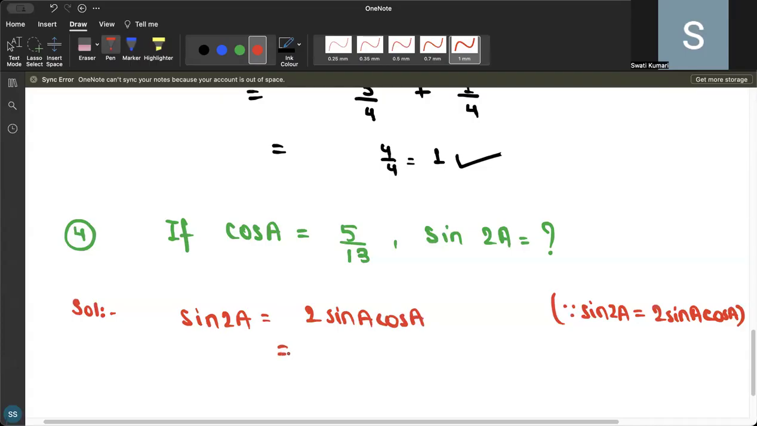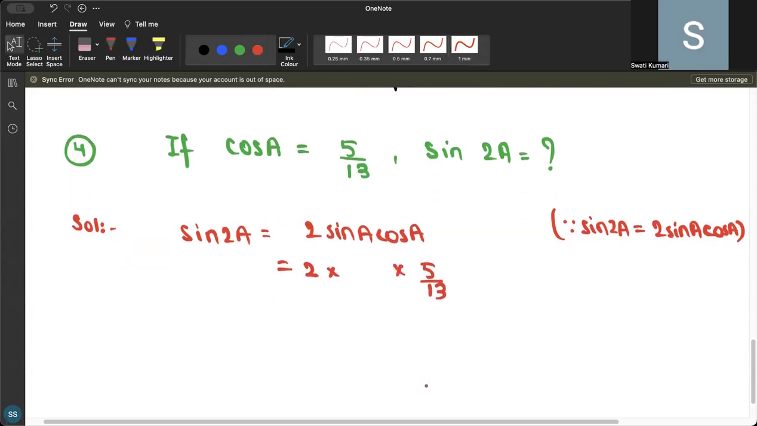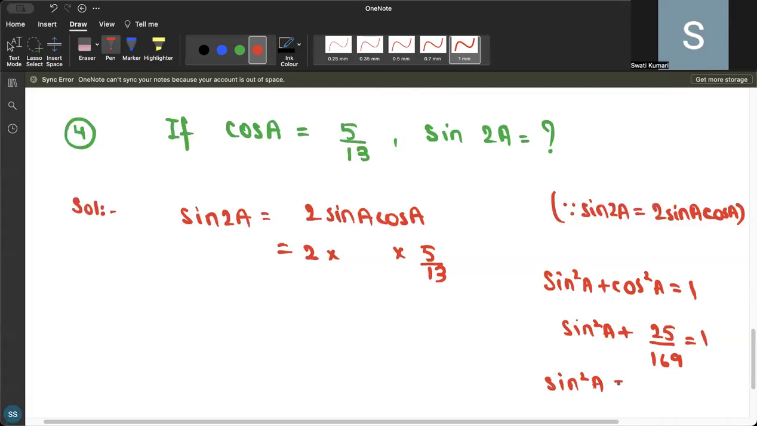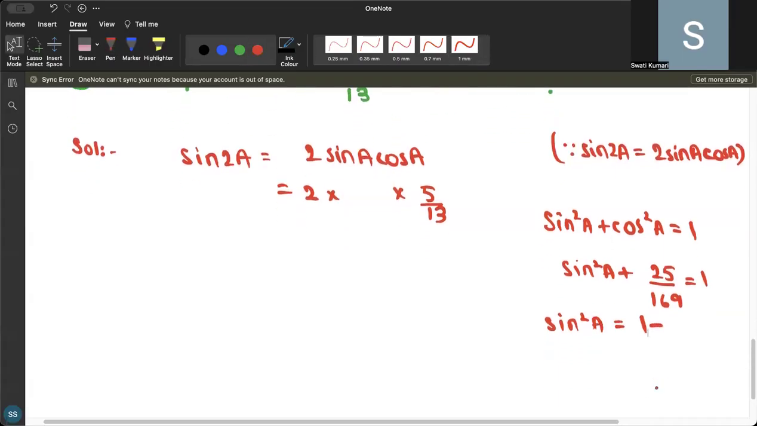Now in this, we have 2 into sin A, whose value we do not have, but cos A is given, which is 5 by 13. But we know that from cos, we can find the value of sin. Why? Because of the formula sin square A plus cos square A equals 1. So sin square A plus 5 by 13 square, which is 25 by 169, equals 1. So this will become sin square A equals 1 minus 25 by 169. I'm just finding the value of sin A so that I can put it in.